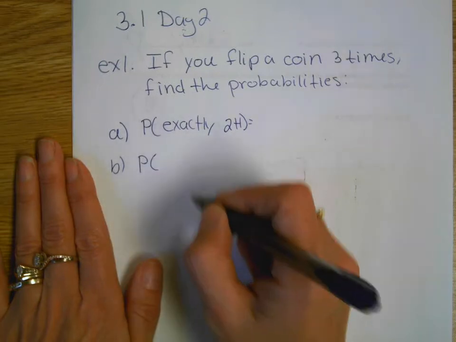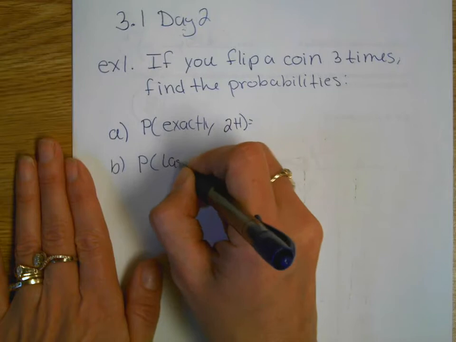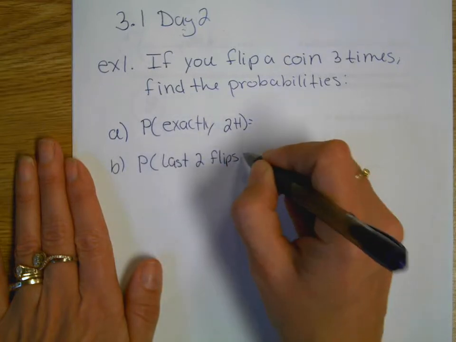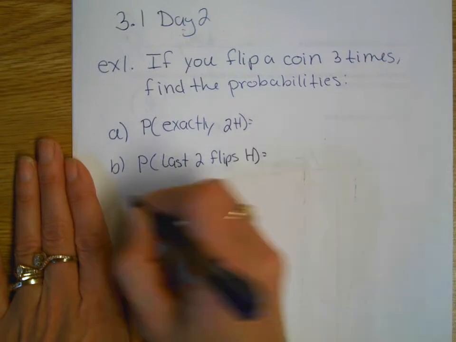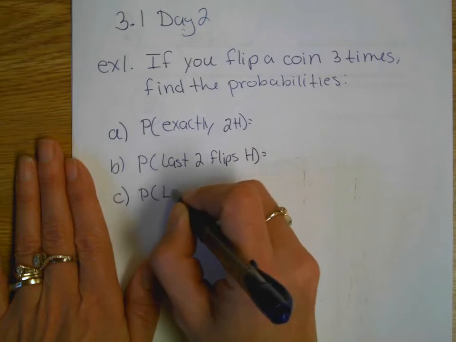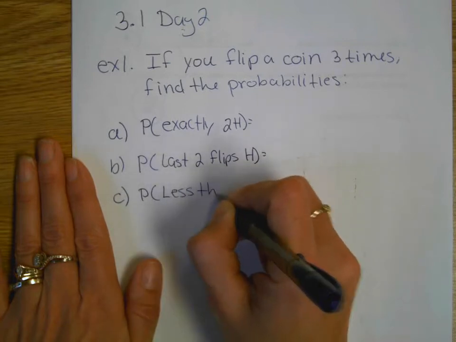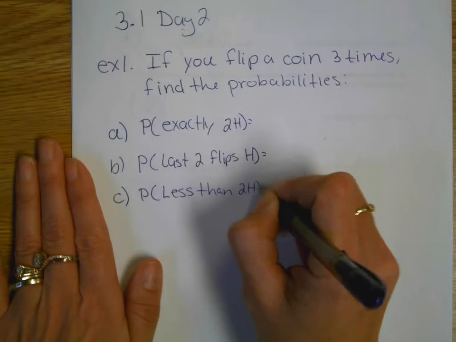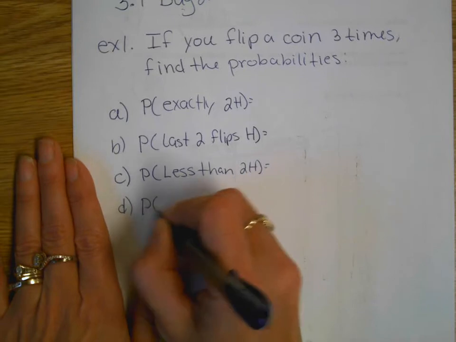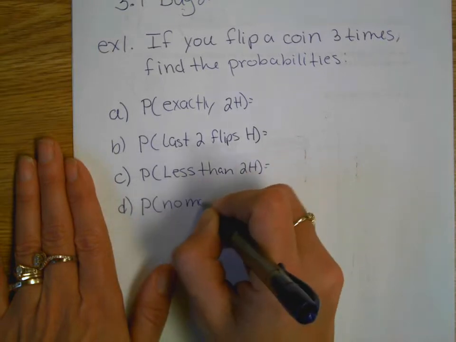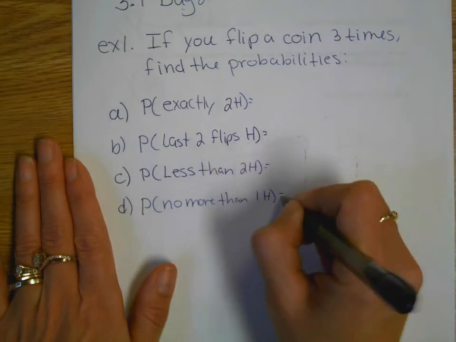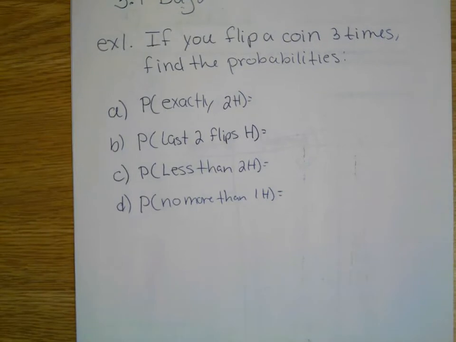What's the probability that your last 2 flips are heads? What's the probability that you get less than 2 heads? And what's the probability that you get no more than 1 head? Get all that down, then we'll discuss.